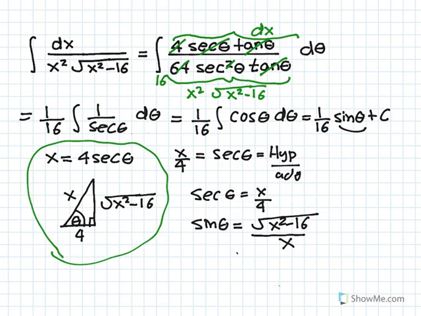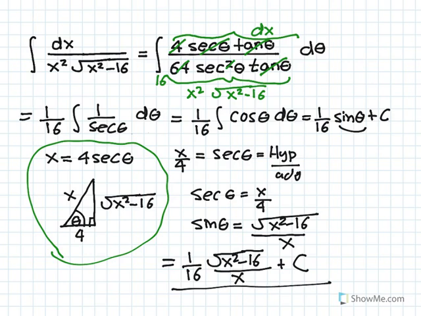All right, so what will our answer be? We have 1 over 16 times sine theta, which is root of x squared minus 16 divided by x, plus the constant c. So that is the answer to the integral that we have.